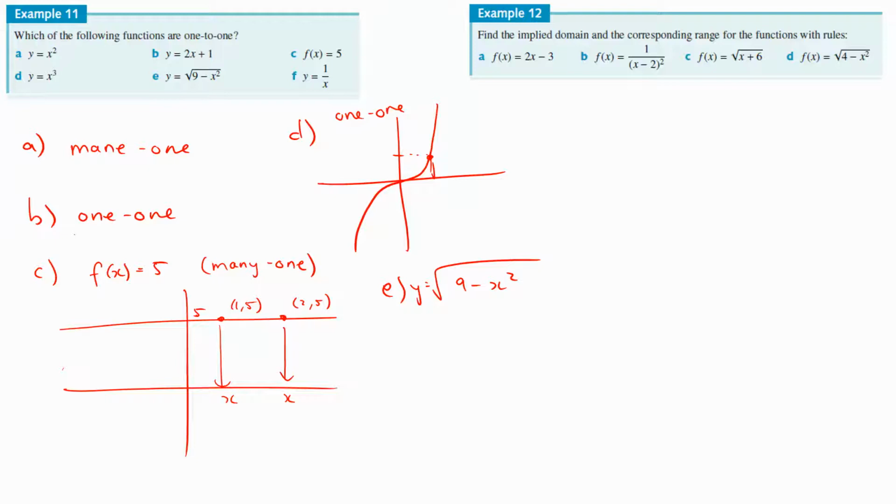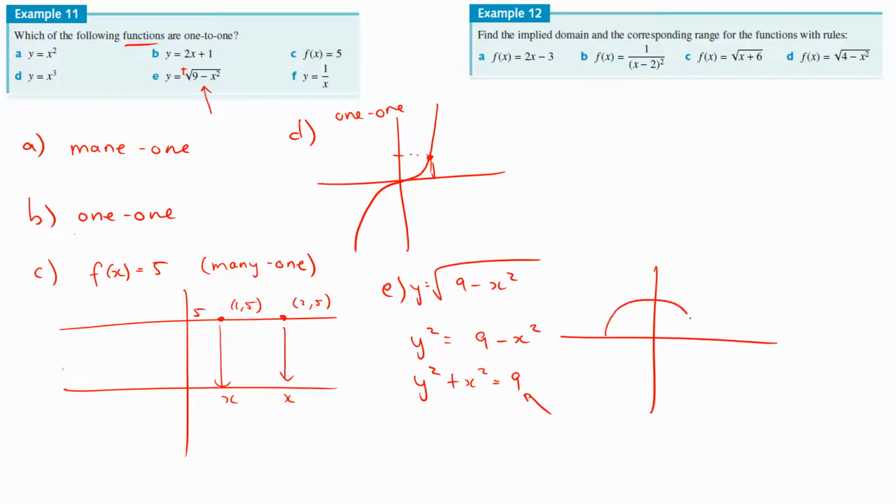E. This is the square root of 9 minus x squared. If you rearrange this by squaring both sides, you get y squared equals 9 minus x squared. Adding x squared to both sides, you get y squared plus x squared equals 9. This is a circle. But when it's written in this form, that's a semicircle because the square root is positive. And it says it's a function, not a relation. If it was a relation, that could have been a circle. But in our case, this would be a semicircle, the top half, and the radius is 3. So if I were to sketch this graph, it's like this. If you type it in your calculator, it should look something like that.